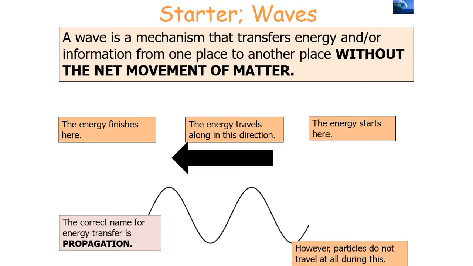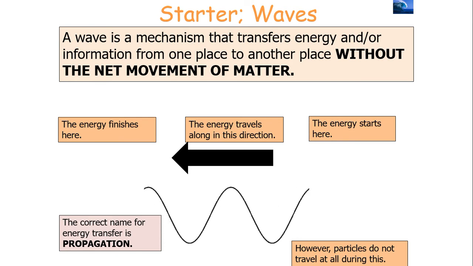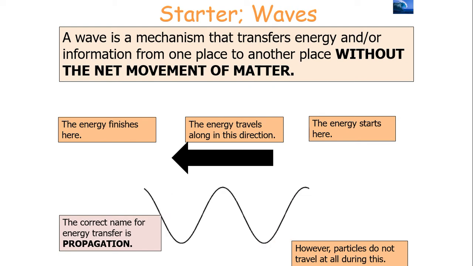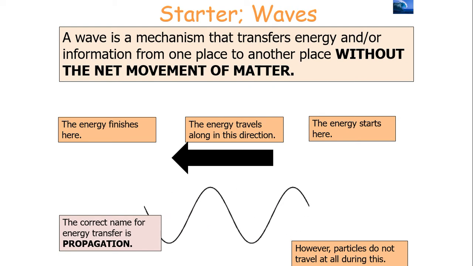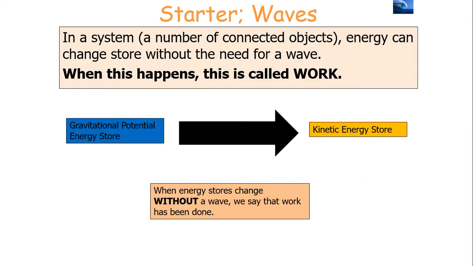As we just mentioned, it's the energy being transferred, not the particles themselves. The correct name we use in science for energy transfer is propagation. So the wave is a pathway for energy to propagate, or to move, in the universe and can cause energy to change store. In a system, which is a number of connected objects, energy can change store without the need for a wave, and we call that work. So when energy stores change without a wave, we say work is being done.